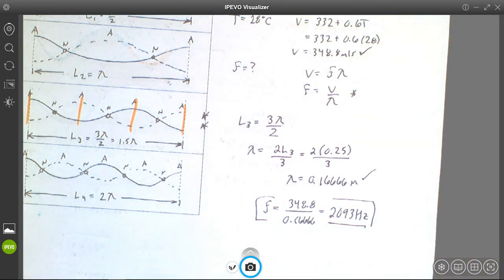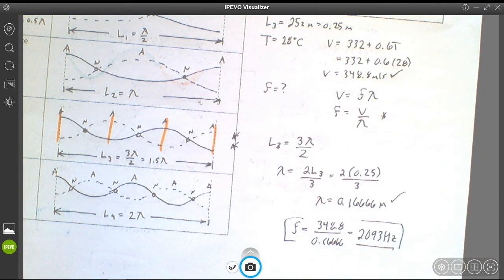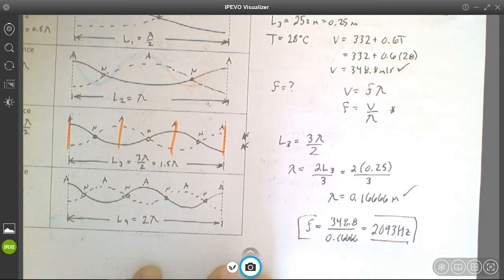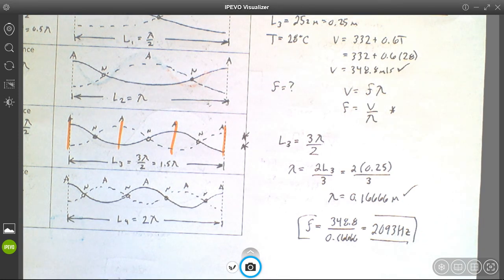Okay. And that's how you solve problems like this. Pretty much every problem from here, whether you call it resonance or standing waves, it doesn't really matter. It's all the same thing. It's all using these formulas or these diagrams to solve the problems. Okay, now you can work on the problem sets.